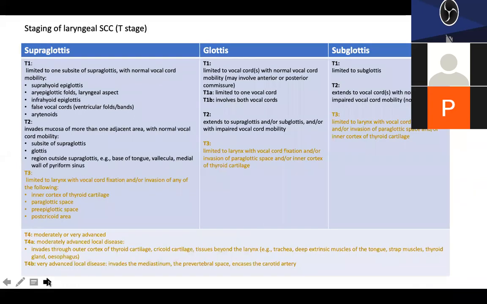From our imaging perspective, staging local disease T3 to T4 is important, because mucosal disease of T1 and T2 can easily be mapped via local examination through a laryngoscope. But when there is submucosal spread, imaging comes into play to see how deep the invasion of the tumor is. T3, as we all know, is mostly extension into the paraglottic spaces, T4A is infiltration of the cartilages, and T4B is extensive involvement of the mediastinum, prevertebral fascia, and also encasement of the carotid, that is 270 degrees contact.